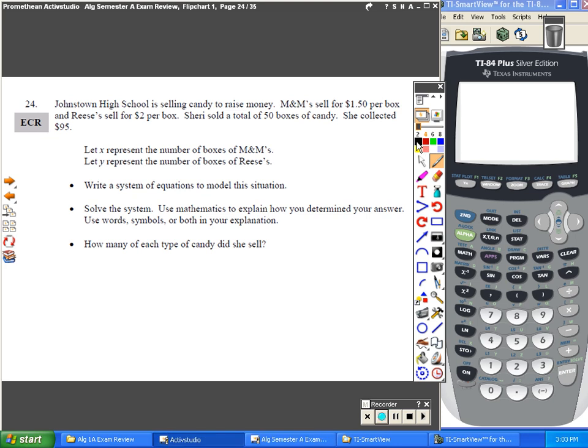Question number 24. This problem is going to be about selling some candy. And you'll notice you're going to be selling two different items. You're going to be selling M&Ms, and you're going to be selling Reese's. As soon as you see these little comments right here, you should have an idea of how you're going to write this equation. Because you have two variables being sold, you're going to be using standard form for this equation. So this is how you write your first one.